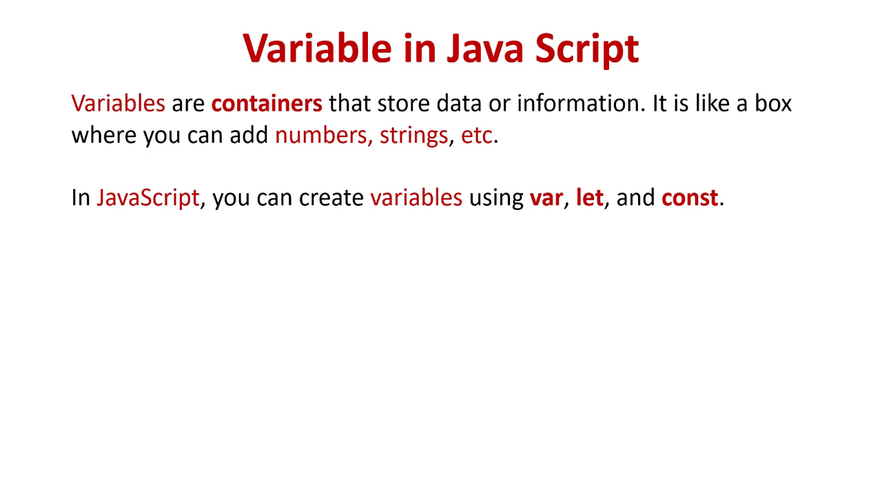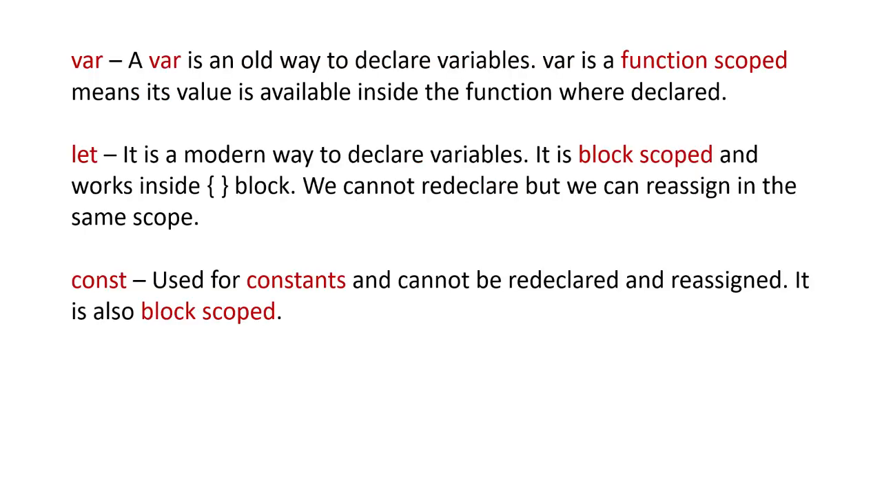Variables are containers that store data or information. It is like a box where you can add numbers, strings, etc. In JavaScript, you can create variables using var, let, and const. Var is an old way to declare variables. Var is function scoped, meaning its value is available inside the function where it is declared.